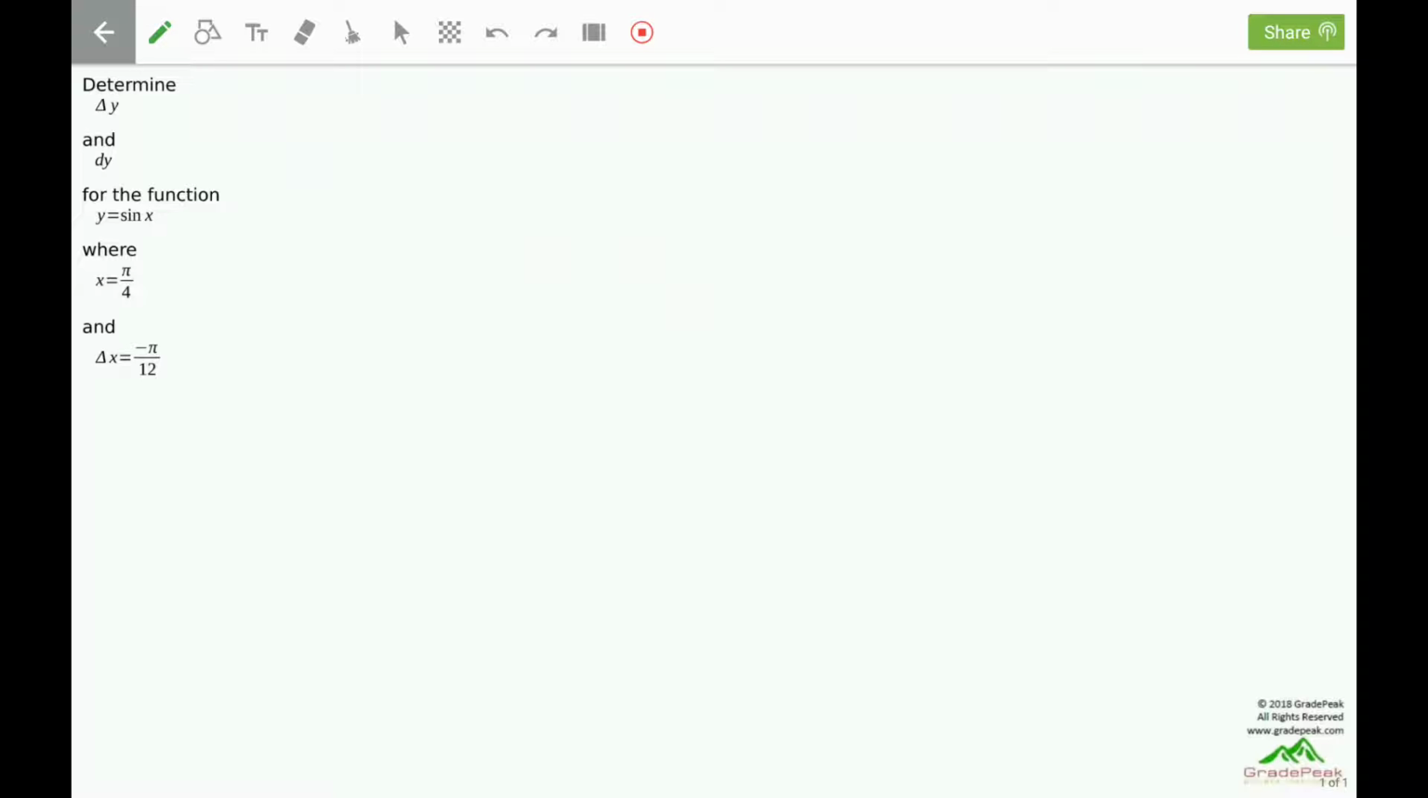Determine delta y and dy for the function y equals sine x, where x equals pi over 4 and delta x equals negative pi over 12. Delta y is y of x plus delta x minus y of x.